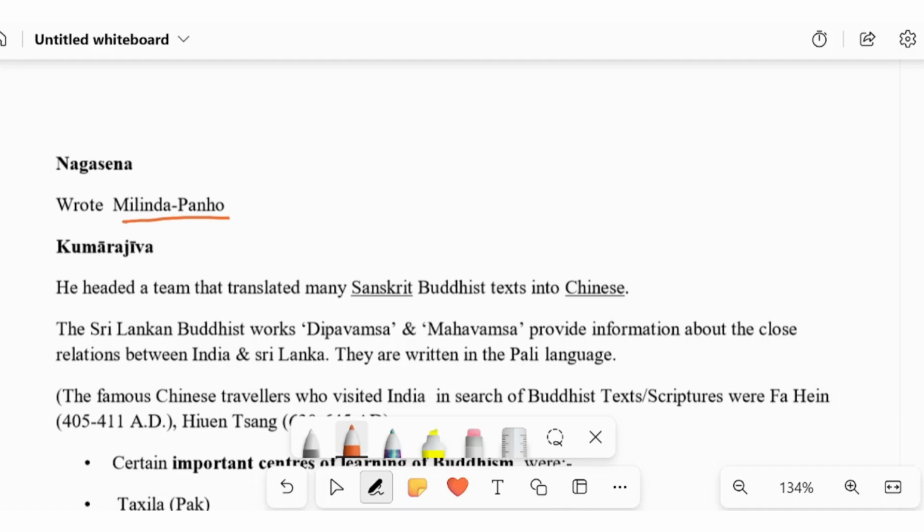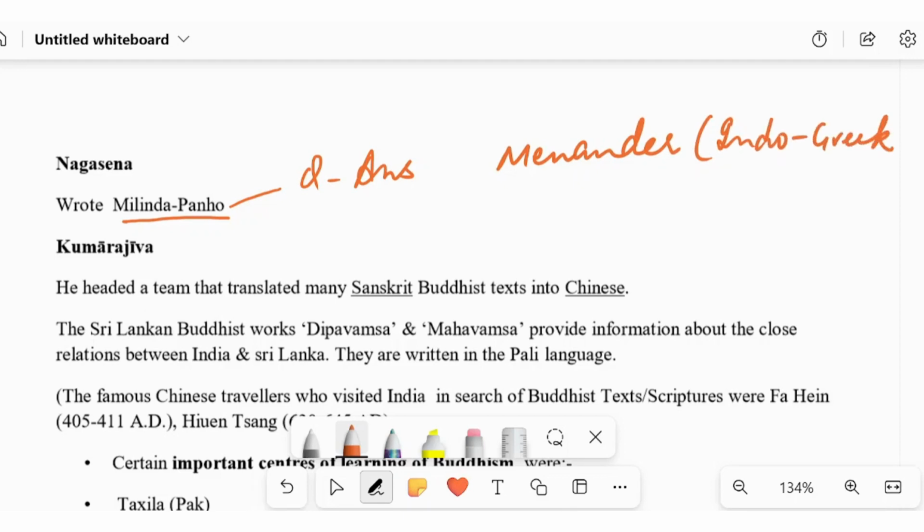Milind Panho actually is a record of the question answer session between Nagasen and Milind or Menander. Menander was actually an Indo-Greek ruler. So he had several questions. He was seeking answers to various questions, and he had a long question answer session with Nagasen. And Milind Panho is a record of that question answer session. And at the end of this, Menander converted to Buddhism.